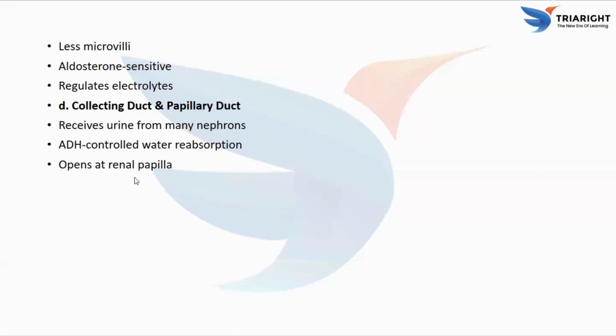So the collecting duct opens at the renal papilla. The papillary ducts end at the renal papilla. The urine flows from papilla to minor calyx to major calyx, then renal pelvis to ureter, ureter to bladder. So this is about the internal structure of the kidney.